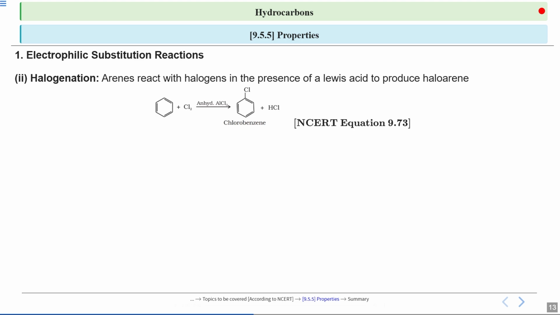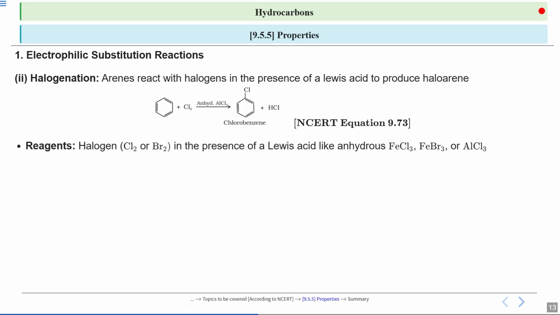Here you can see the general reaction for the halogenation of benzene. Notice how the benzene ring reacts with halogen like chlorine or bromine in the presence of Lewis acid. This produces a haloarene, which is just a benzene ring with a halogen atom attached to it. Then, if you look at the reagents involved, we use a halogen such as chlorine or bromine and a Lewis acid: anhydrous FeCl3 or FeBr3 or AlCl3. The Lewis acid helps to generate a more reactive species from the halogen, making the reaction possible under mild conditions.